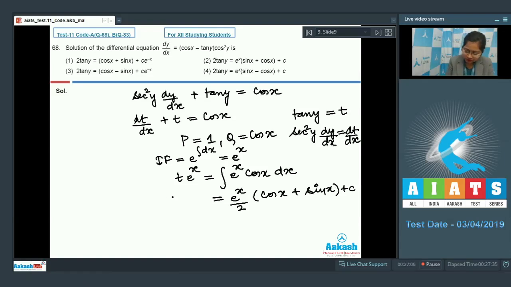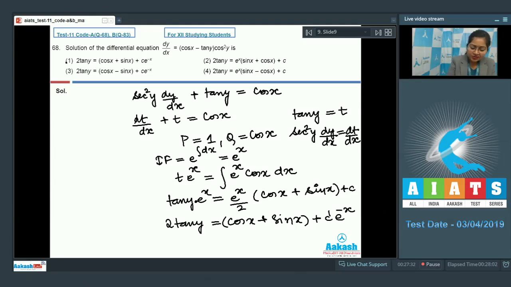So the value of t is equal to tan y into e raised to the power x. So the solution can be written as 2 into tan y is equal to cos x plus sin x plus any constant c dash into e raised to the power minus x. That is, the correct answer will be option number 1.